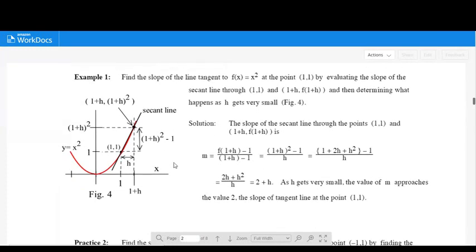So what happens now as h gets very small? So as h gets very small, the value of m or the slope approaches the value of 2. So the slope of the tangent line at the point (1, 1) is 2. So yan. So ganun lang siya ka simple.